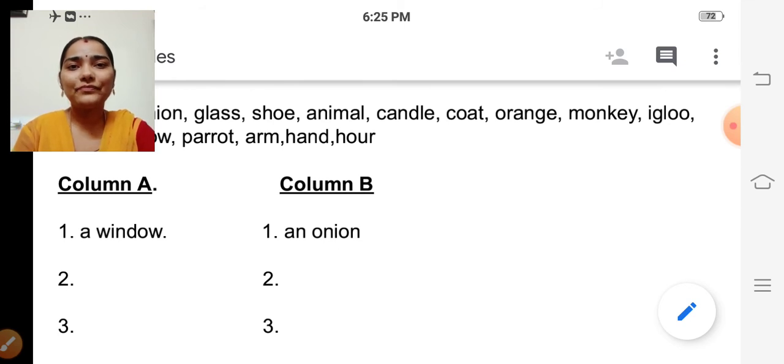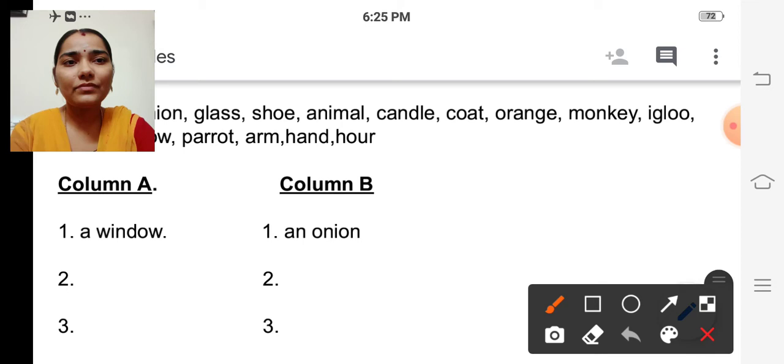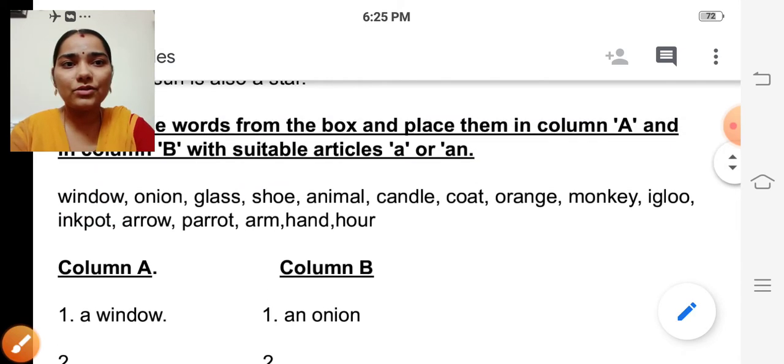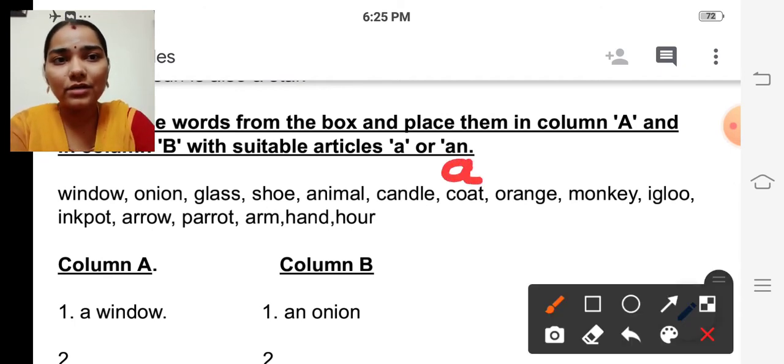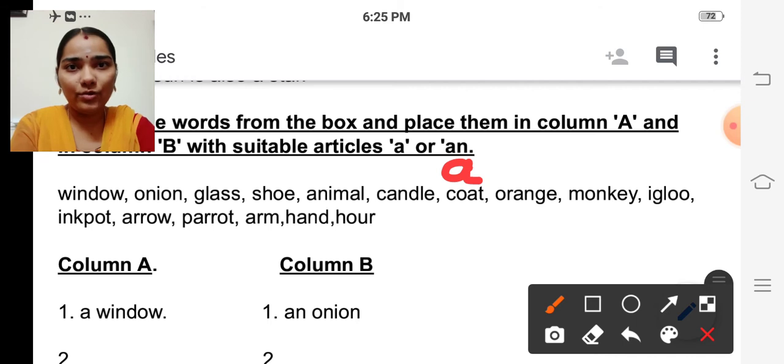Coat. So it starts with C. It is also not a vowel. So here it should come in column A, isn't it? So it is a coat. A coat, isn't it? The next word will be orange.